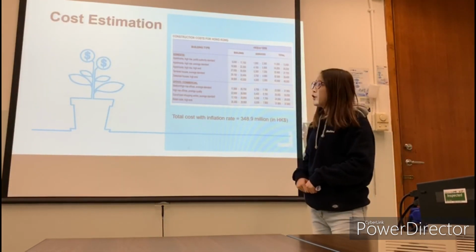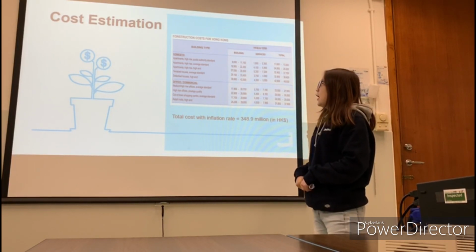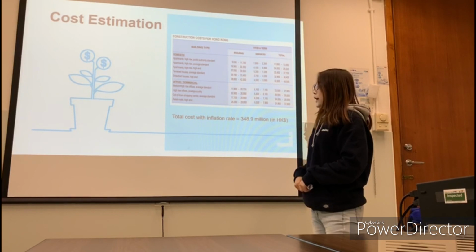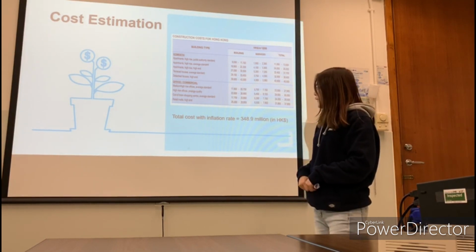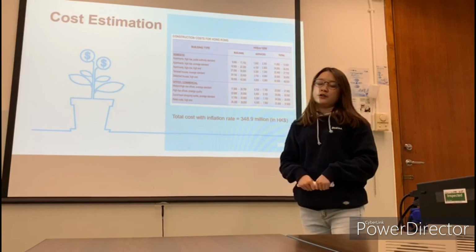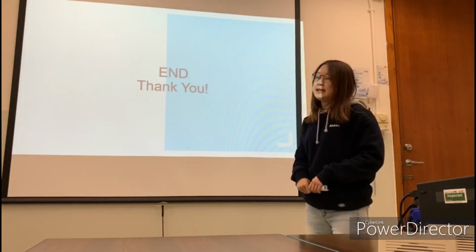And then I will move on to talk about the cost estimation. This table is the latest construction cost in Hong Kong, and after calculations, the total cost with the inflation rate will be almost 350 million in Hong Kong dollars. And that's all is our presentation. Thank you.